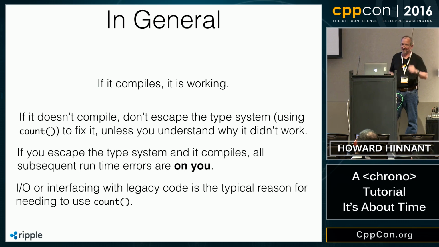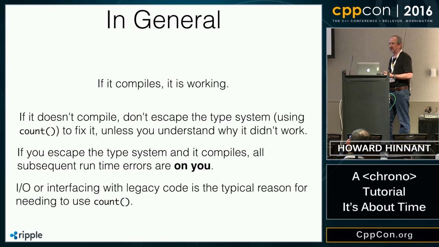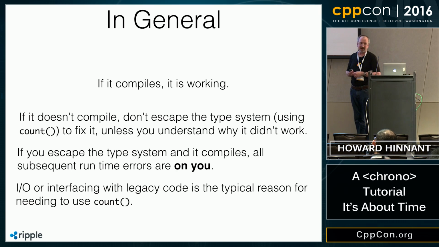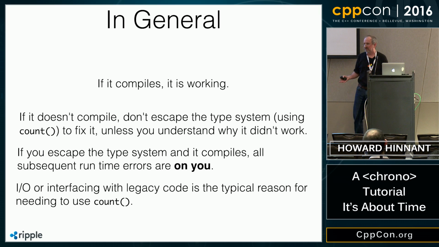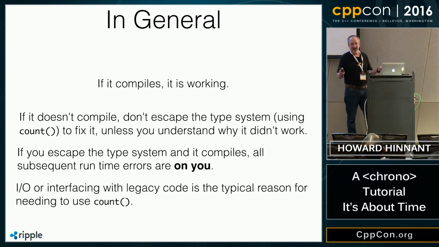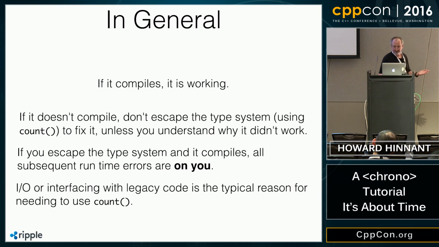So the one exception to that is if you're interfacing with legacy code, and unfortunately cout or streaming out is legacy code at this point. If you're interfacing with legacy code that doesn't know anything about chrono, you might have to use .count for that.